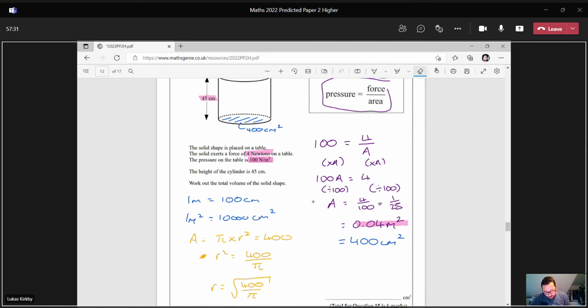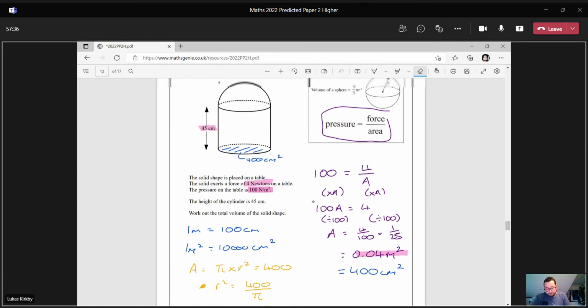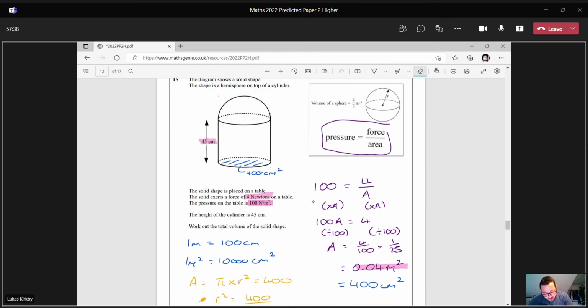Okay, so finally we want the volume. The first thing we want is the volume of the cylinder. So the volume of the cylinder is just going to be this area times the height. Let's call this C for cylinder, and we'll call that H for hemisphere. So the volume of the cylinder is just going to be 400 times 45, which is 18,000 centimeters cubed.